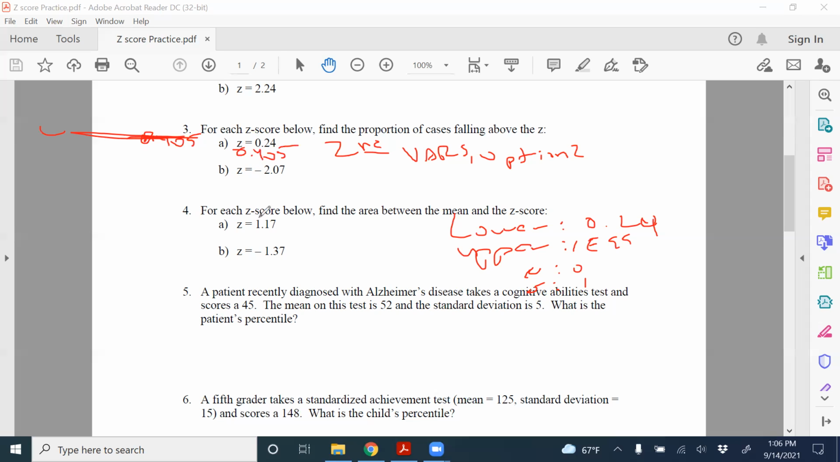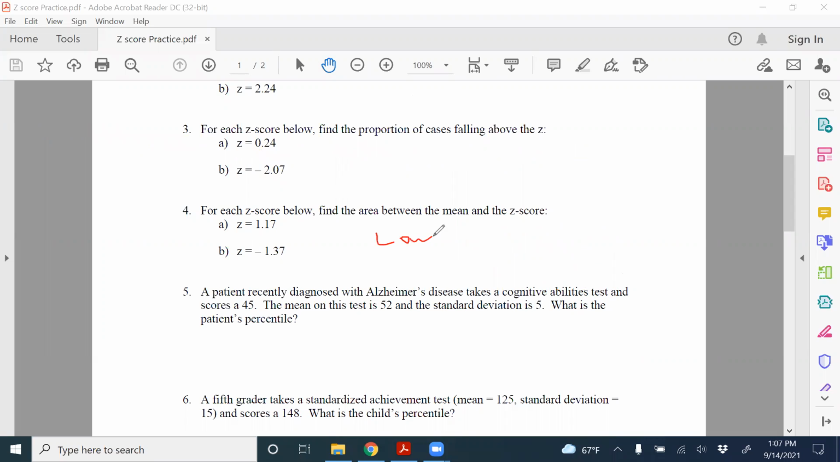For number 4, find area between the mean and the z-score. What you're going to do in this case is put 0 as your lower and 1.17 as your upper, but keep mu and sigma as 0 and 1. And this is why we call it a standardized z-score, because you're standardizing your mean and standard deviation. You're centering the mean at 0 and making the standard deviation just 1. So you're keeping it very standard or simple. For part B, you'll do the same thing, but your lower is going to be negative 1.37 and your upper is going to be 0, because you're trying to go between the z-score and the mean.